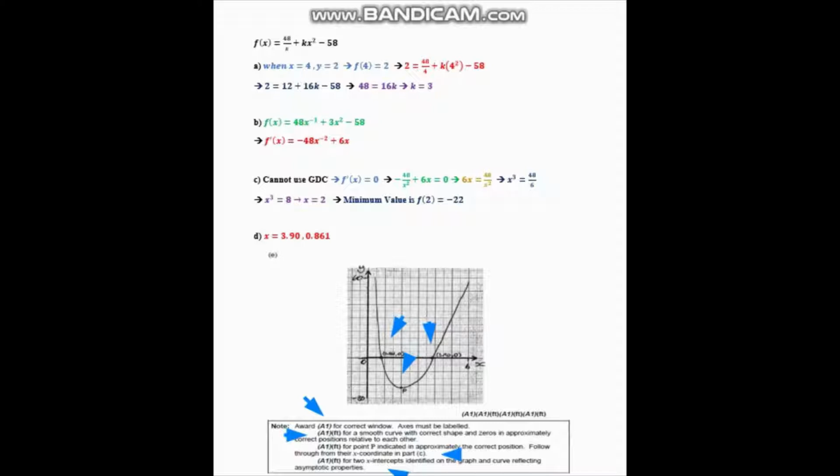And by asymptotic properties we mean that the curve cannot cut the y-axis, and you could infer this from the equation of the curve, 48 over x. So when x is 0, the value of y is infinity, so the curve shall never actually cut the y-axis. There will never be an x equals 0 on the curve. This is not a part of the curve. The curve is not defined for this value of x.